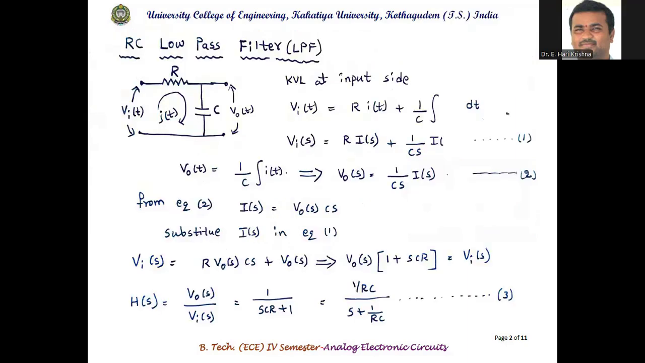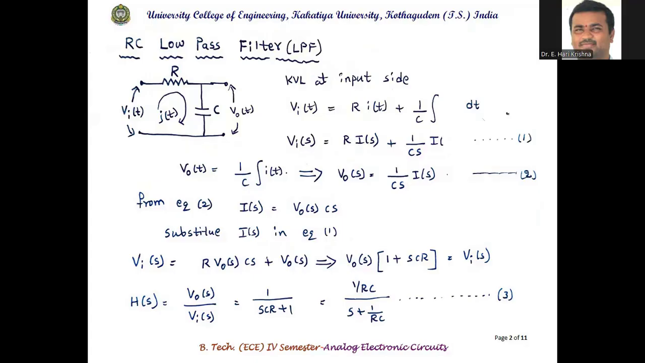So the first circuit is RC low pass filter. R is the series element, capacitor is the shunt element. We are taking output across the capacitor. So we'll come to know this is a low pass filter after seeing its behavior. So we'll start with that.